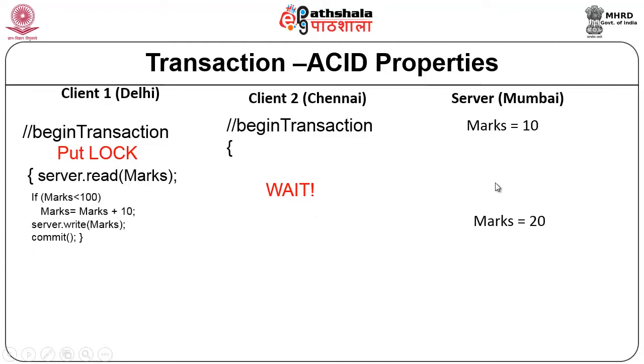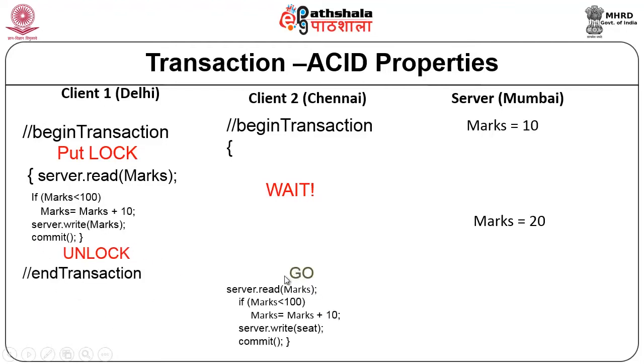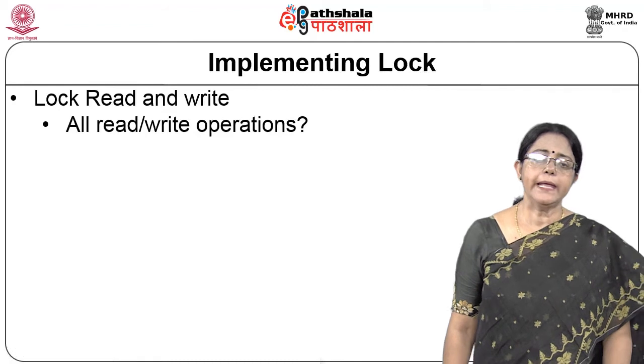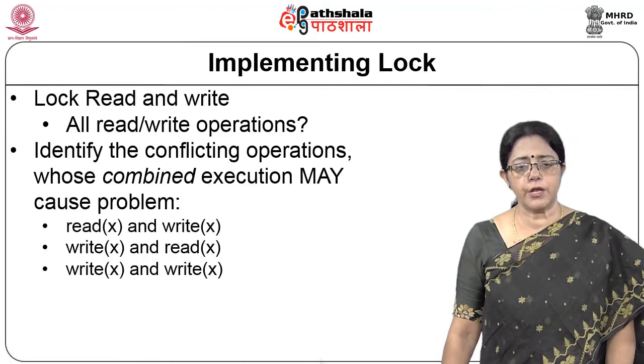Client 1 makes the marks to its correct value, and then when client 1 unlocks, client 2, which will be waiting on these marks, will be given a go-ahead and continue. So, then all the problems will be resolved. So, how do we implement lock?